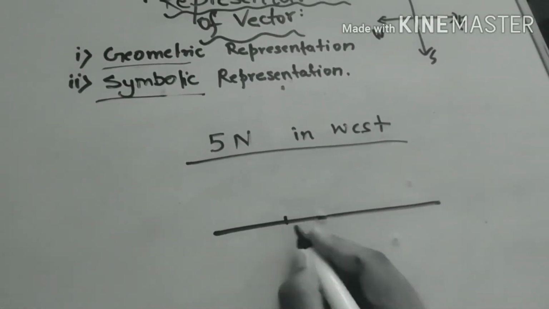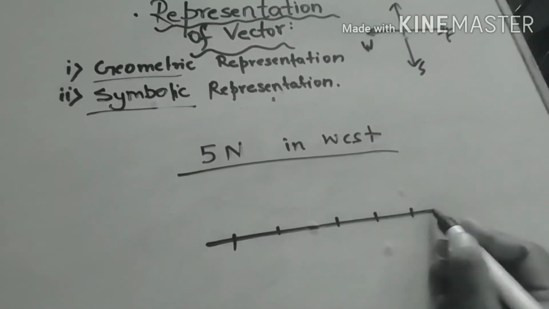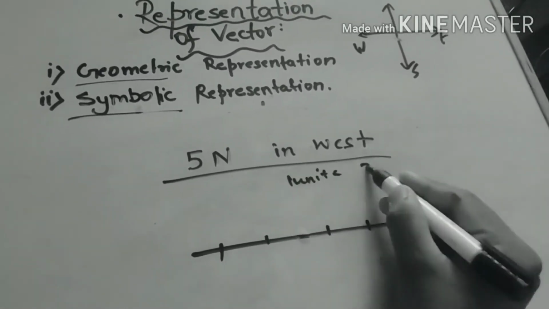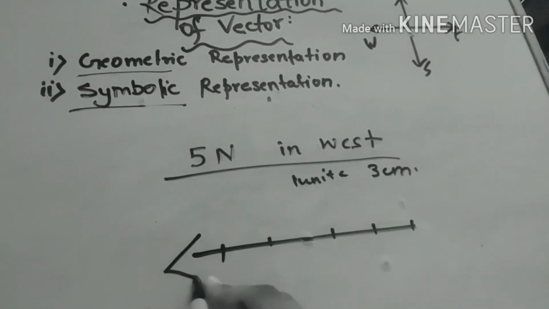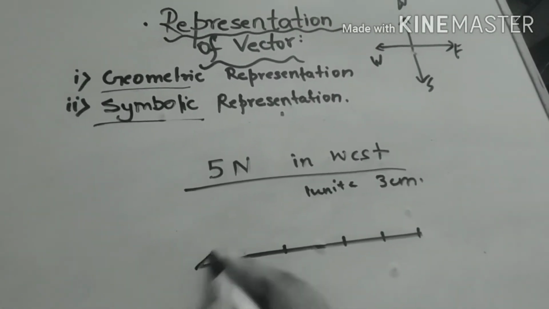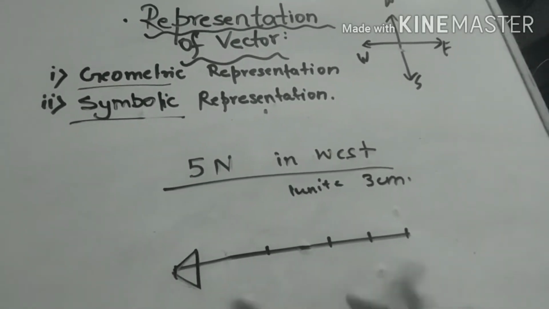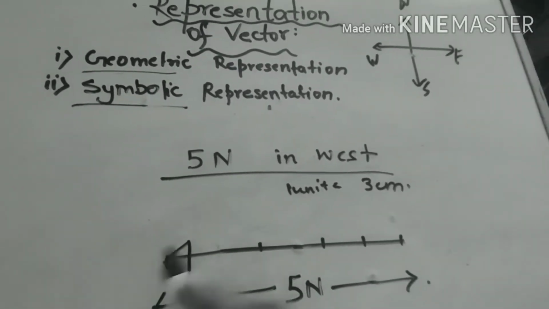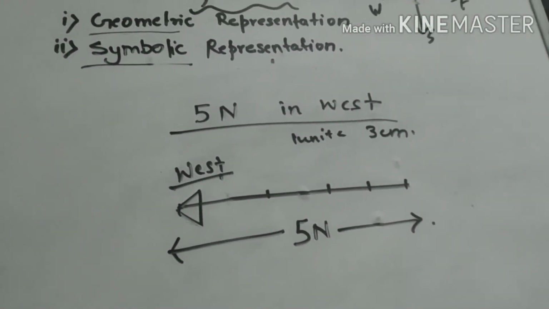Like I have taken 3 centimeter as unit one: 3, 6, 9, 12, 15. So I have taken 1 unit equal to 3 centimeter, and since the force is directed toward west, our head will be towards the west direction. So this length will be equal to 5 newton or 5 units, and the direction shown will be west. In this way we can represent any vector geometrically.